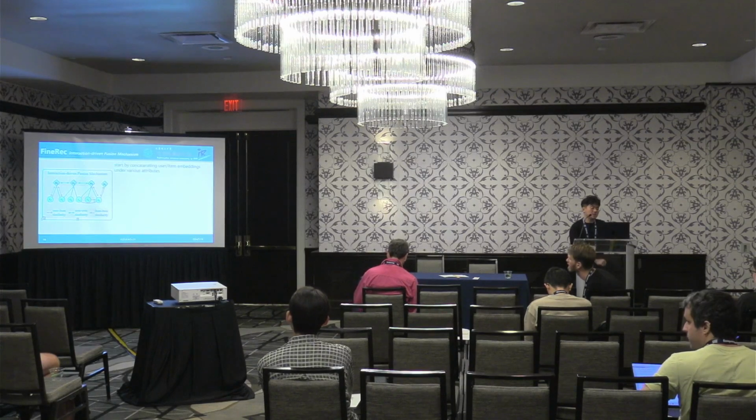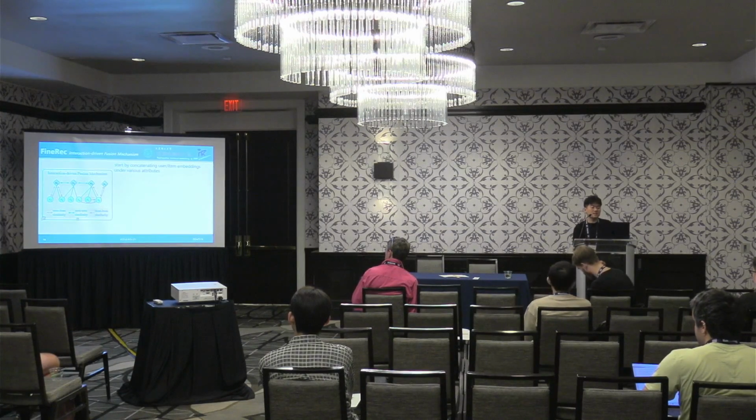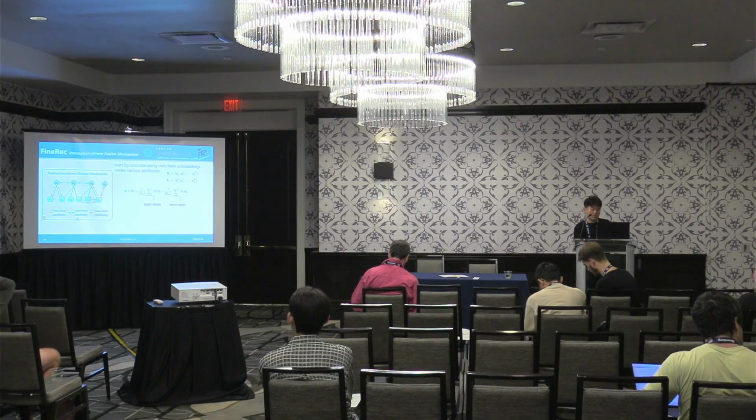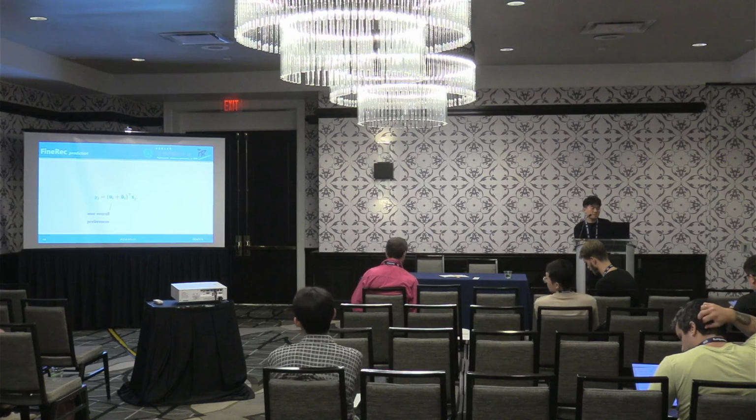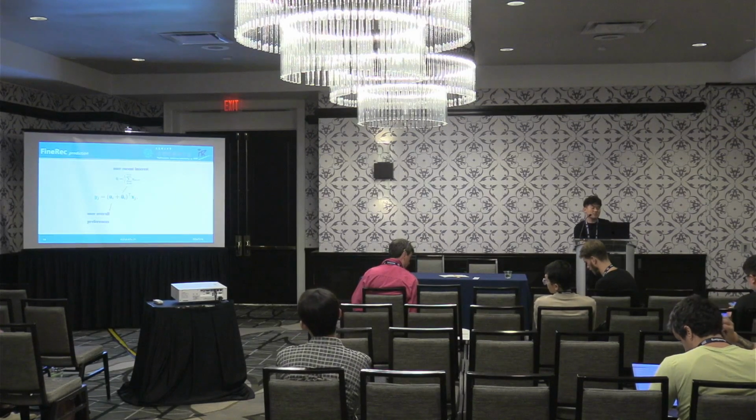Given the three kinds of similarity, we start by connecting user and item embeddings under various attributes, and we rely on user-item and user-user similarity to update the overall user embedding, and rely on user-item and item-item similarity to get the overall item embedding. Based on the user's overall preferences and recent interest, we make the prediction.